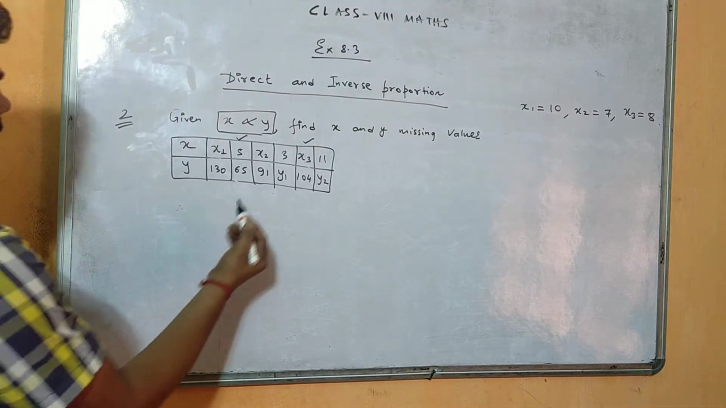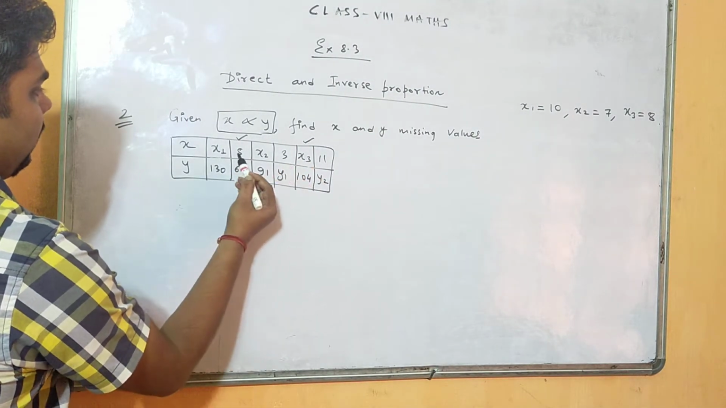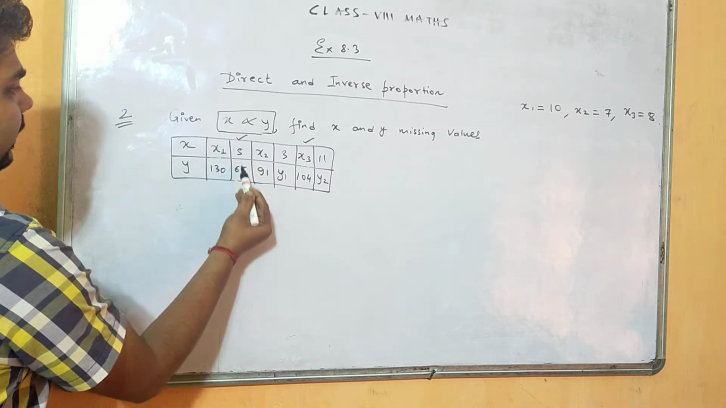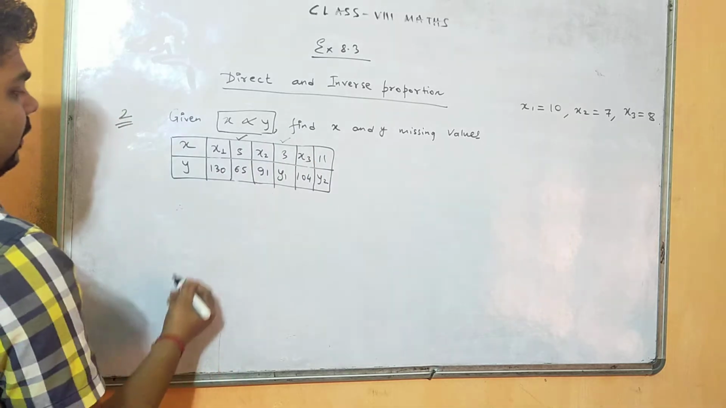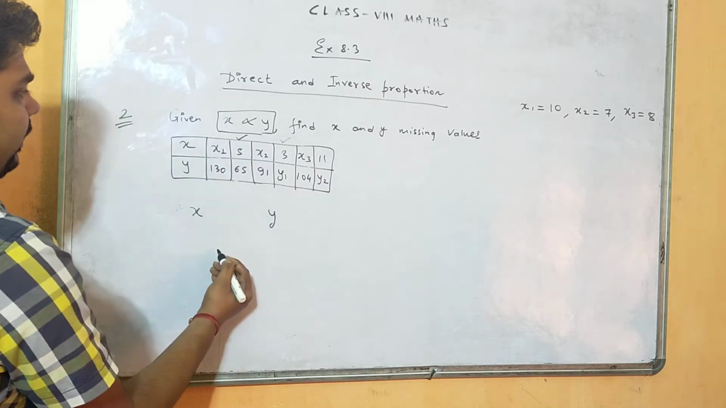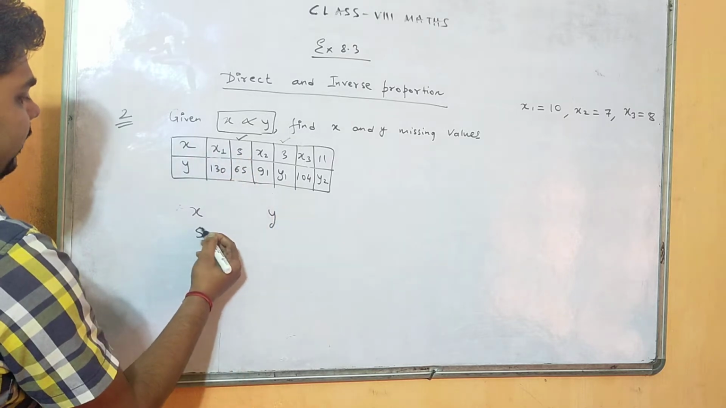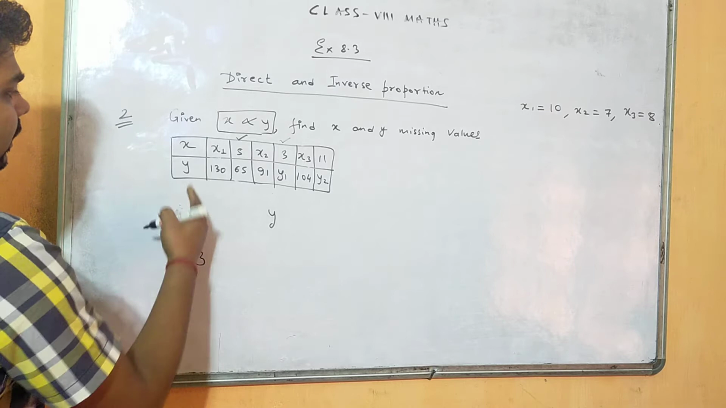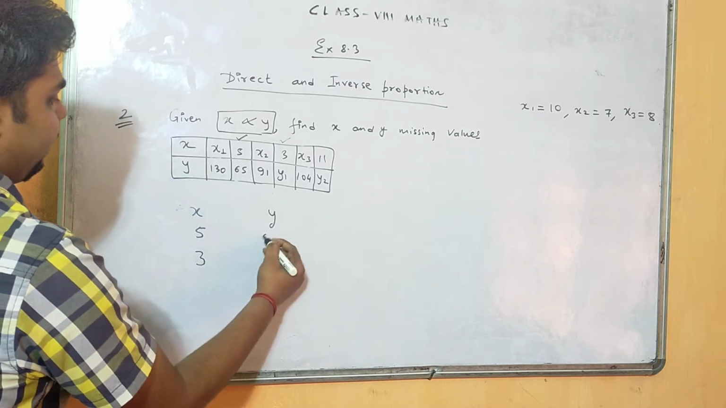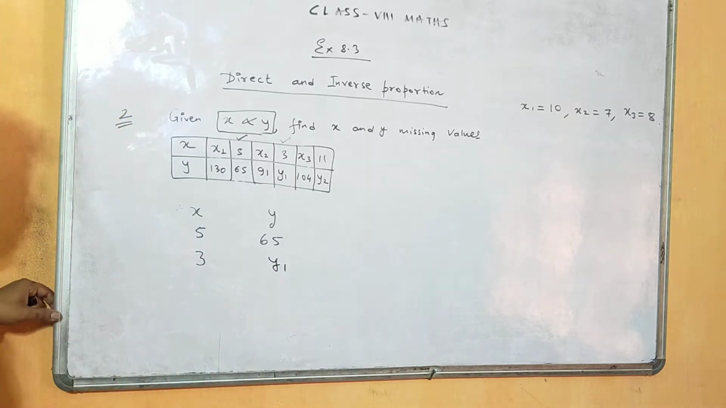Now we have to find y1. You see these two values are already given. So I will take this column and now this column, right? So again I will write here x and y. In the x group, I will write here 5. Again in x I will write 3, right? In the y group I will write 65 and y1. Okay, now we have to find y1.